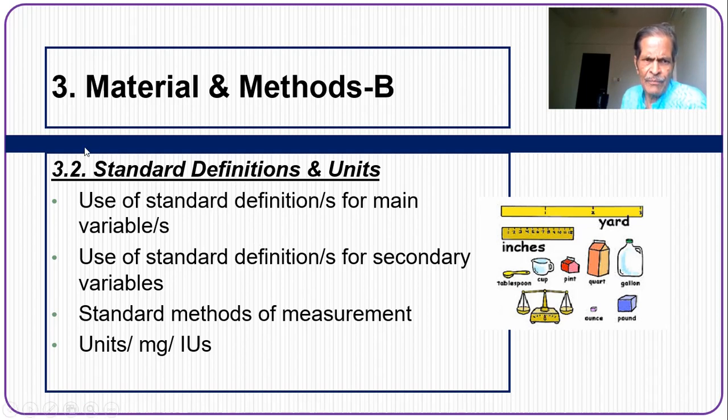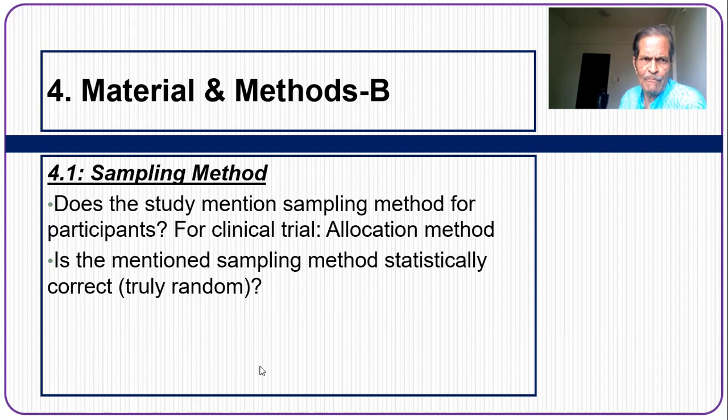The units of the measurement, the definitions should be the ones which are universally accepted, and the methods of measurement of the variables must be universally acceptable. So use of the standard definitions for the main variables, and use of the standard definitions for the secondary variables should be there. There should be standard methods of measurement, especially for those measurements which are included as the primary variables, and units of measurements like milligrams, international units for all the variables in the research question, and all primary and secondary variables must be mentioned in material and methods.